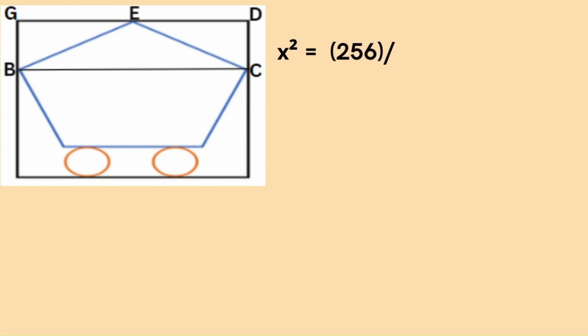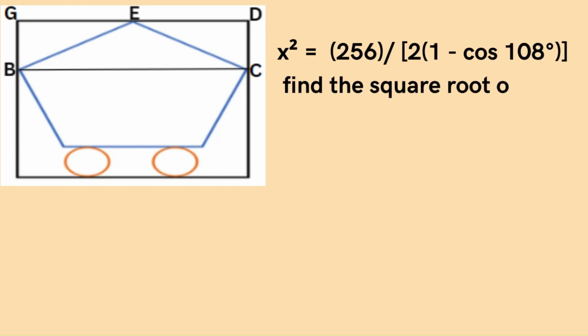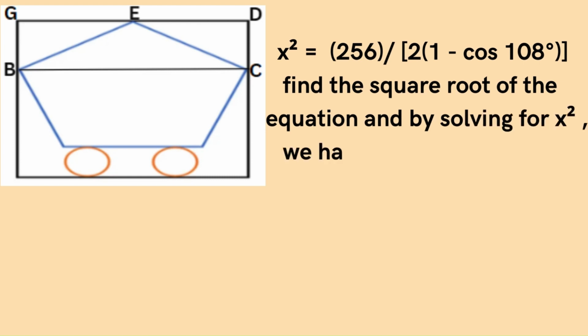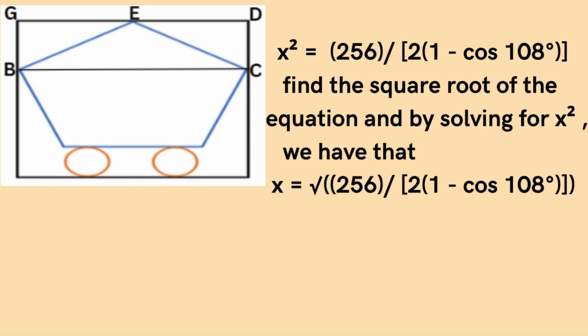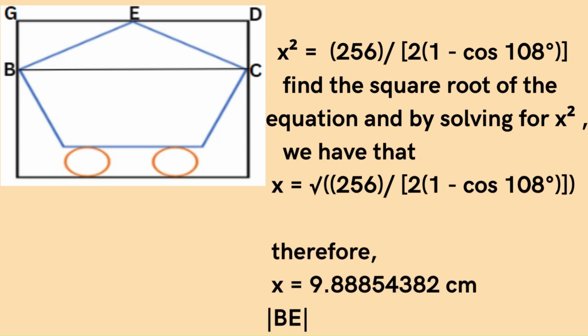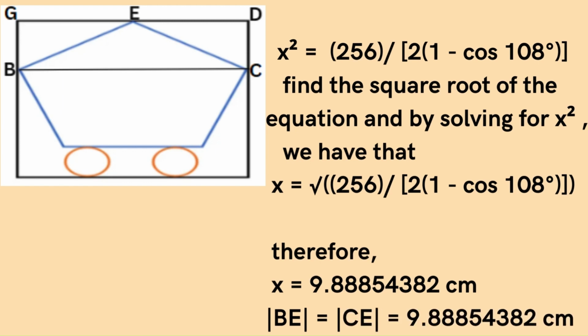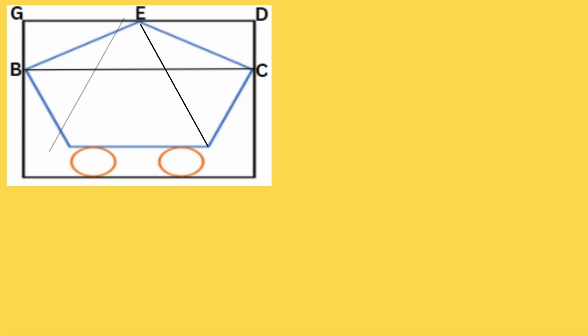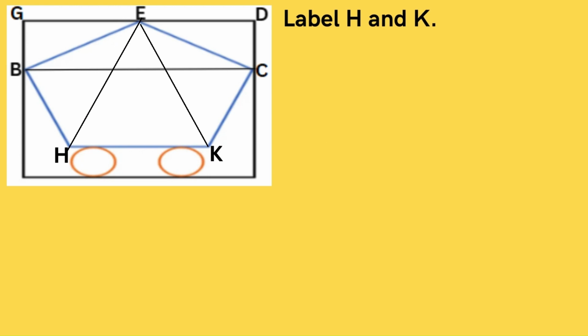the equation of X squared is shown. Find the square root of the equation and solve for X. X equals 9.88854382 centimeters. Line labeled BE equals line labeled CE equals 9.88854382 centimeters. Label H and K.